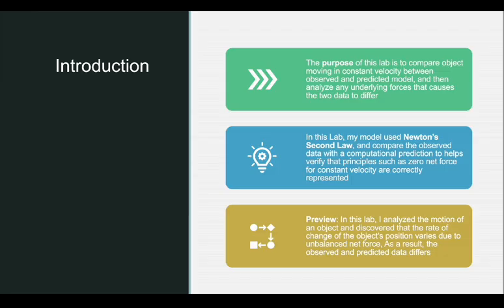For my introduction, the purpose of this lab is to compare object and constant velocity in motion between observed and predicted models and to analyze any underlying forces that might cause the two data sets to differ. In this lab, my model will use Newton's second law and compare observed and predicted data to help verify that principles such as zero net force for constant velocities are correctly represented.